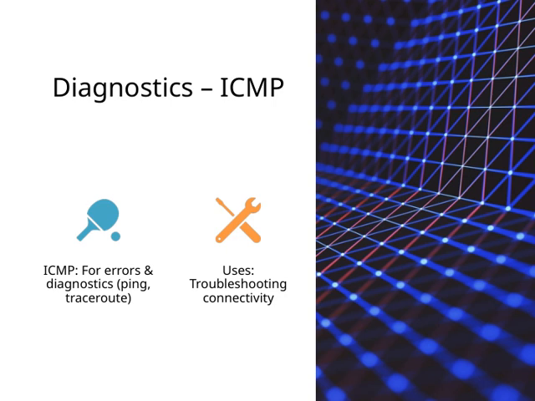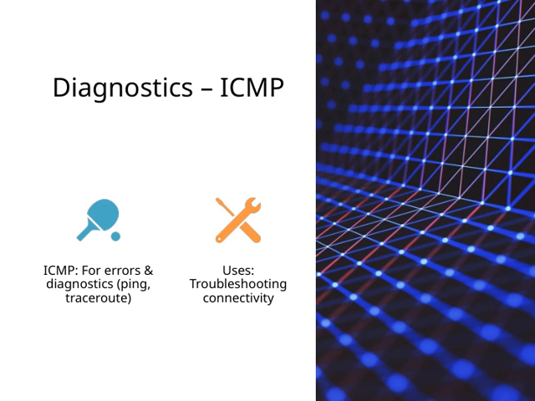When you ping a device, you're essentially sending an ICMP echo request to that device and waiting for an echo reply. This simple exchange allows us to check if the target device is reachable and how long it takes for messages to travel back and forth, giving us valuable information about network latency and packet loss.